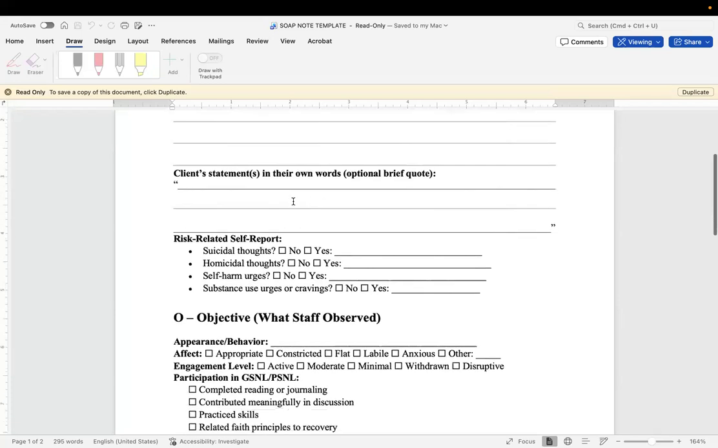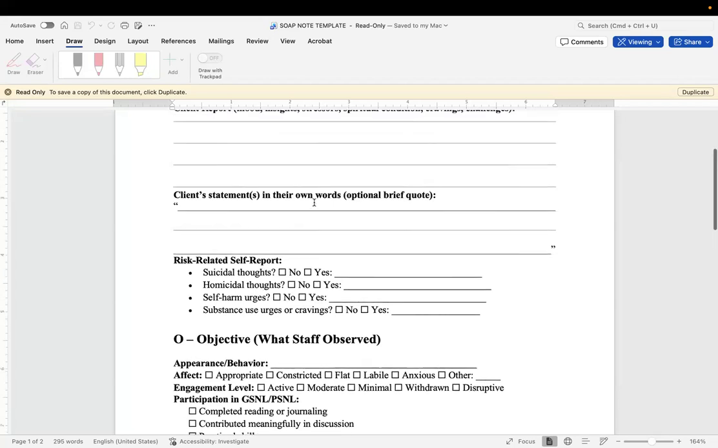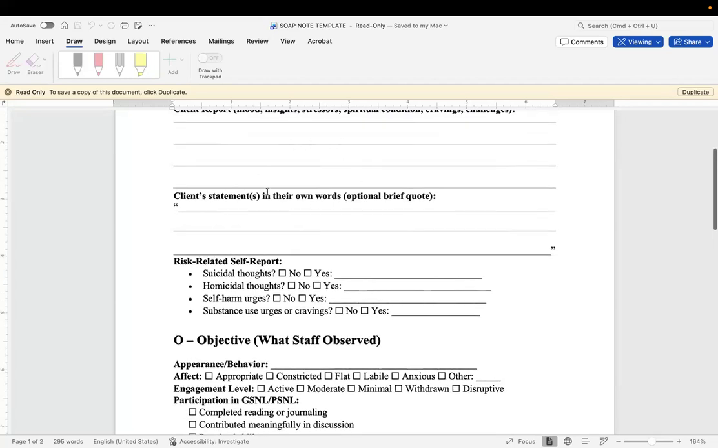And then client statements in their own words. This is a great place where you can further articulate the things that you saw up here or heard up here. Again, this needs to be more focused on the negative than on the positive, because you're trying to prove why they need treatment, not why they don't need treatment.